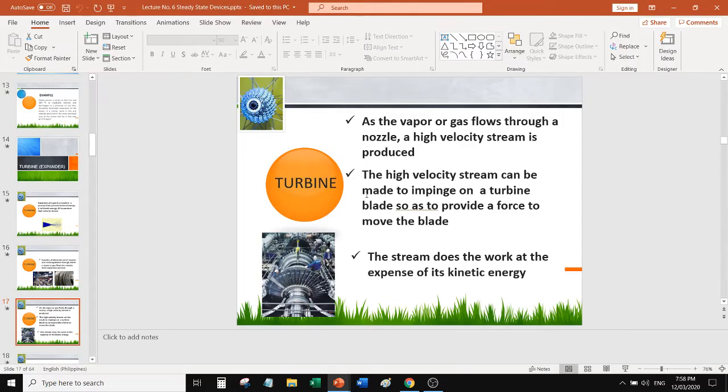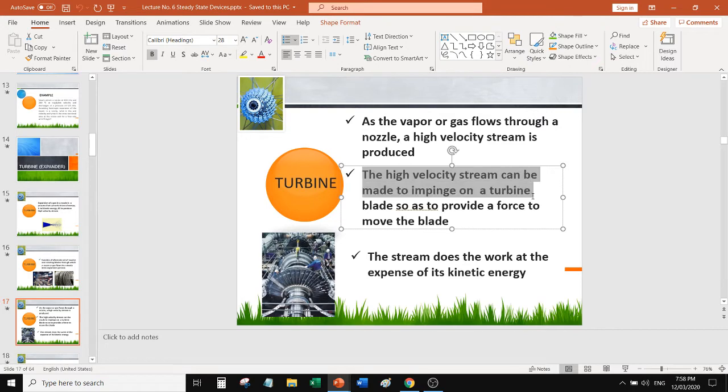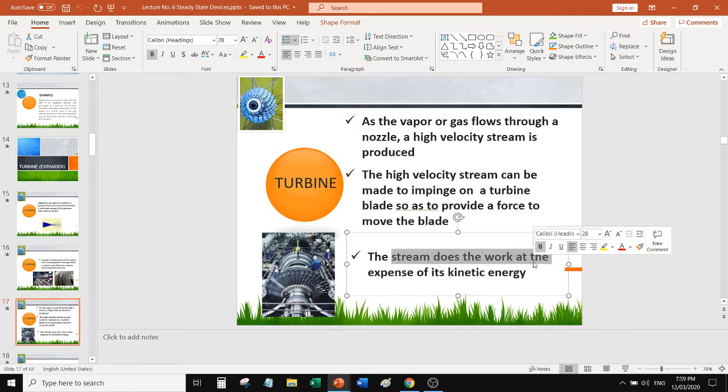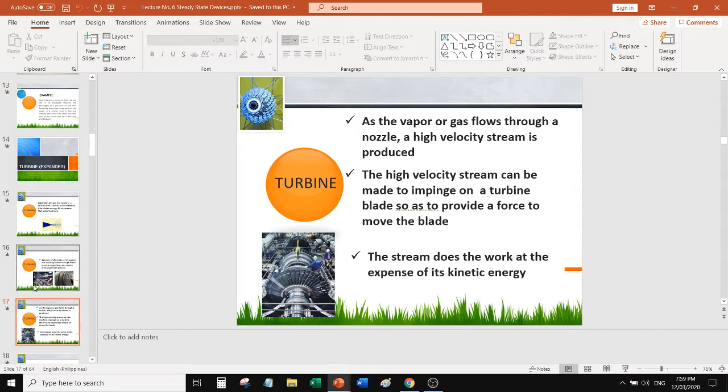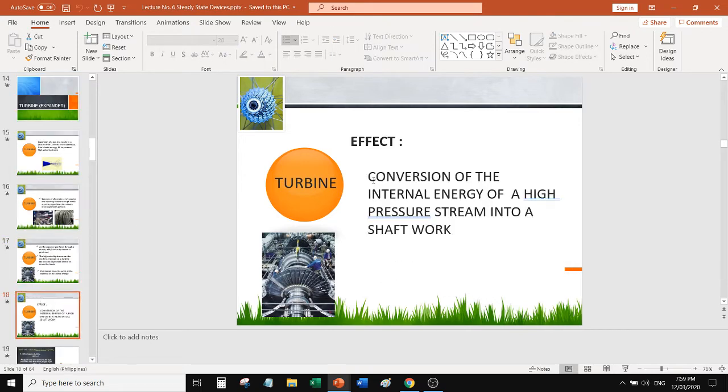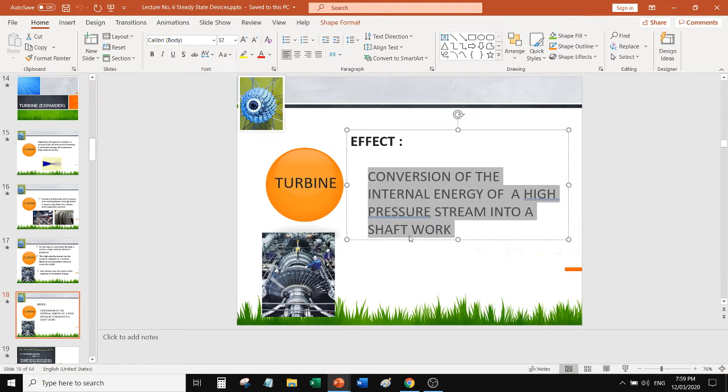Okay. So, yan. The high velocity stream can be made to impinge on a turbine blade as to provide a force to move the blade. So, yung force ng high velocity stream exiting the nozzle would move the blade. So, in essence, yung stream na yun, it does work at the expense of its kinetic energy. Therefore, the effect would be a conversion of the internal energy of a high pressure stream into shaft work.